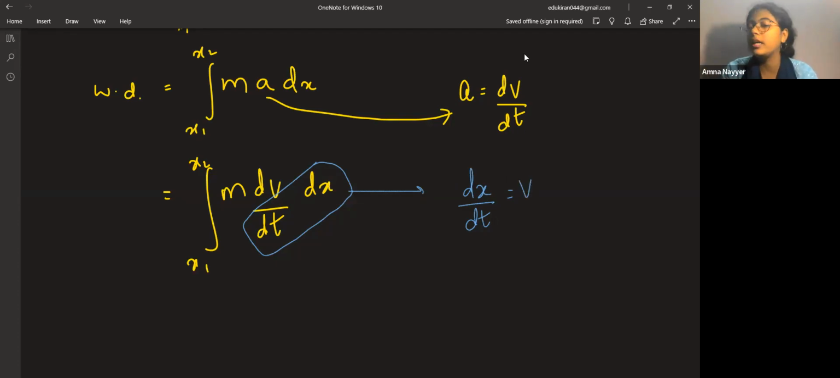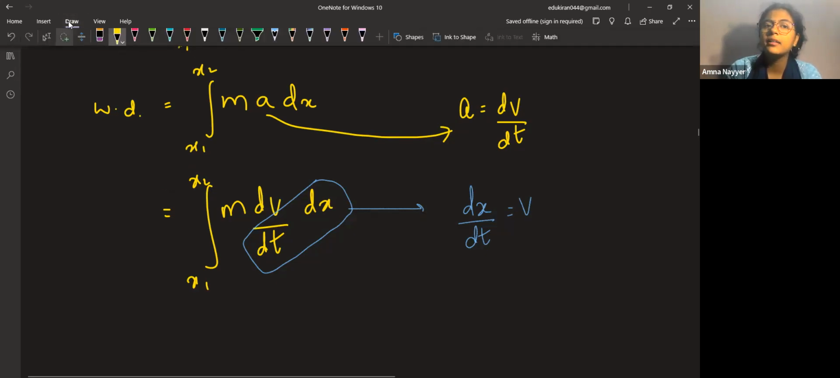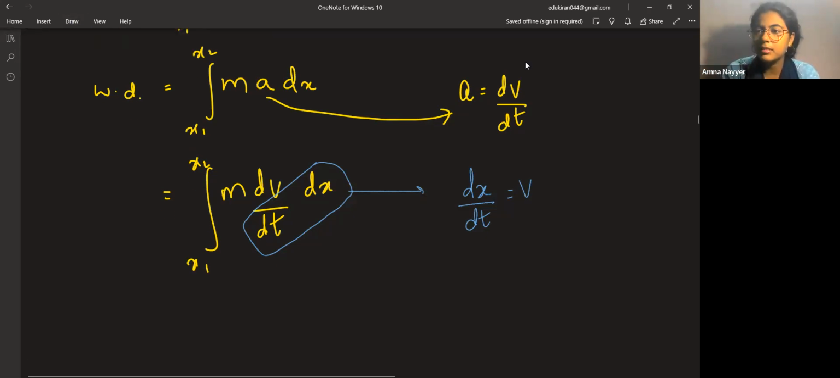Acceleration is dv over dt. If you people cannot identify v is equal to dx over dt, then doing this lesson is of no use. First, go revise your motion in a straight line. v is equal to dx over dt. a is equal to dv over dt. These are very basic formulas. These will be used despite other lessons being present.